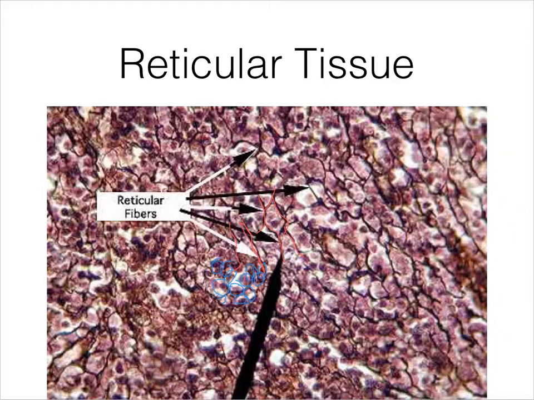The type of cell that makes reticular tissue is a specialized type of fibroblast, but in lymph nodes, which is the most common place to find reticular tissue, most of the cells that you're going to see are going to be white blood cells of some sort. The predominant fiber is, of course, reticular fibers.